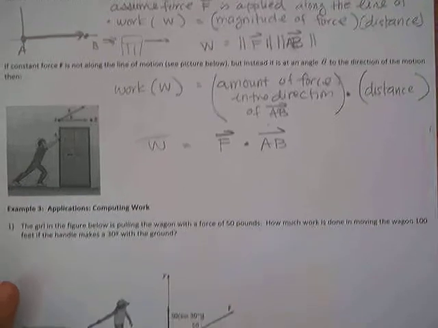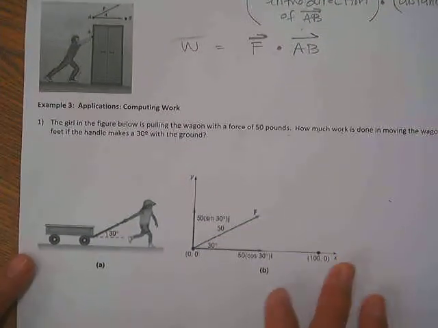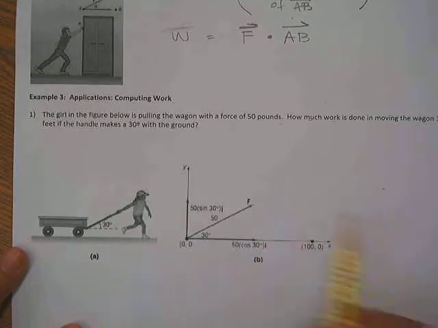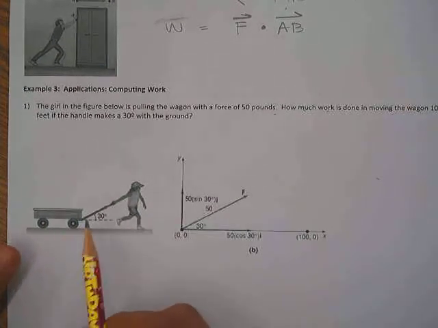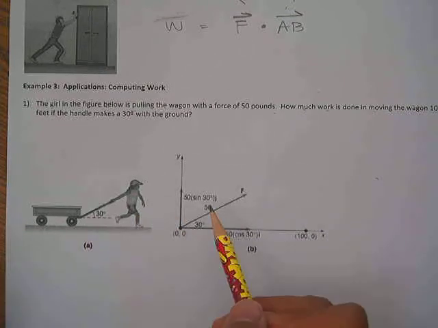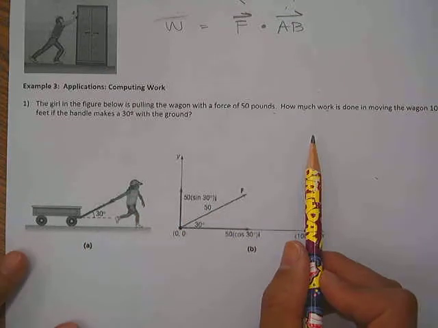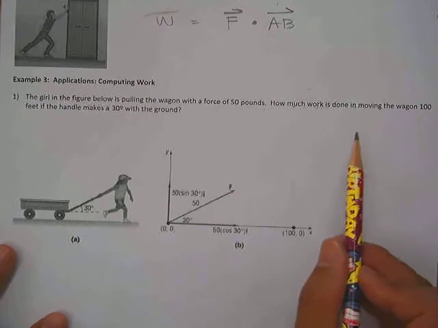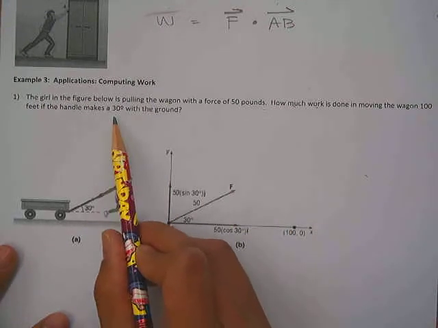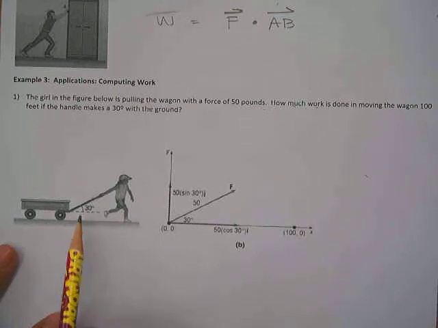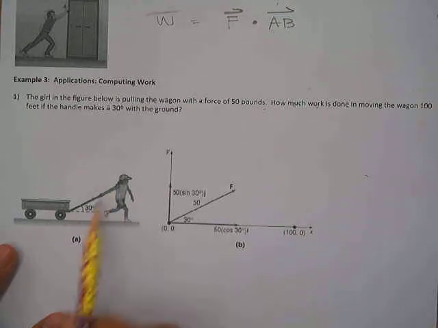Alright, so let's do an example and see which one we're talking about. The girl in the picture below is pulling a wagon with a force of 50 pounds. How much work is done in moving the wagon 100 feet if the handle makes a 30 degree angle with the ground? Obviously she's taller than the wagon itself.